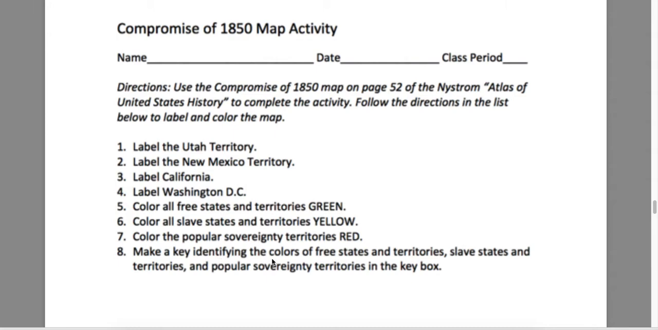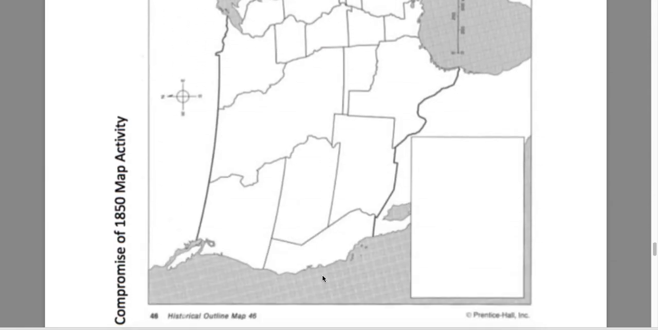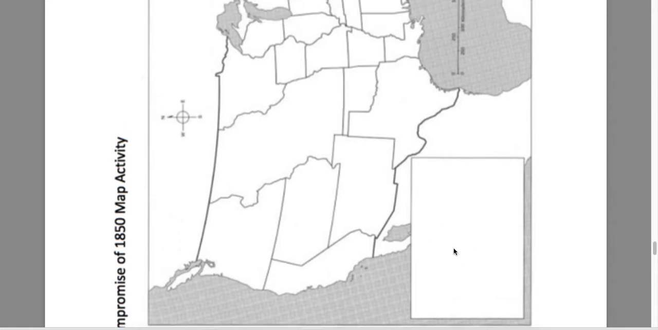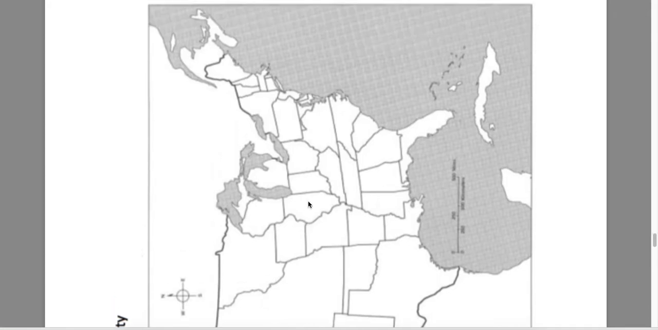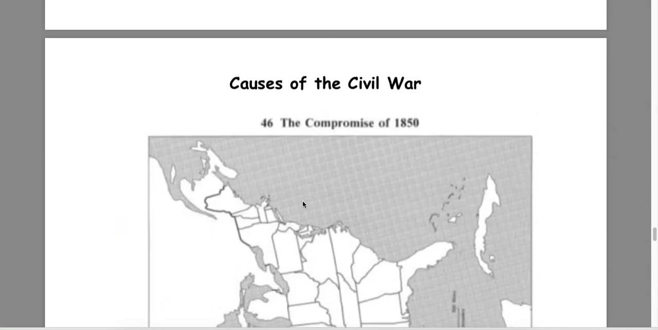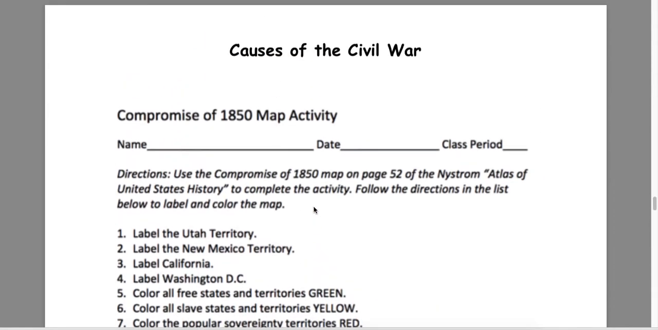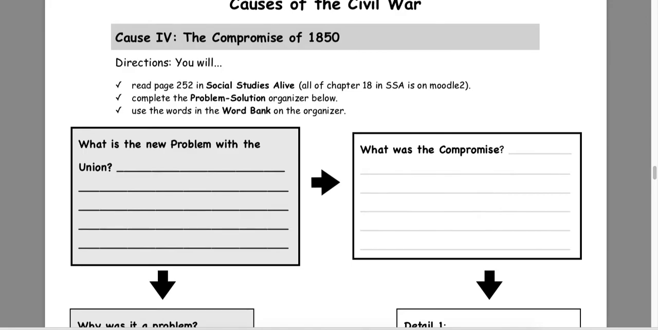And then you need to make a key, identifying the colors of free states and territories, so identifying what green and yellow and red mean, and slave states and territories and popular sovereignty territories in the key box. Here's what the map looks like. So here's the United States, and here's where you put your key, and then all those different territories are designated here. I will show you where you can get all the information for completing this map. So this is the Compromise of 1850 and the work you need to do after the reading. Let's jump to the reading.